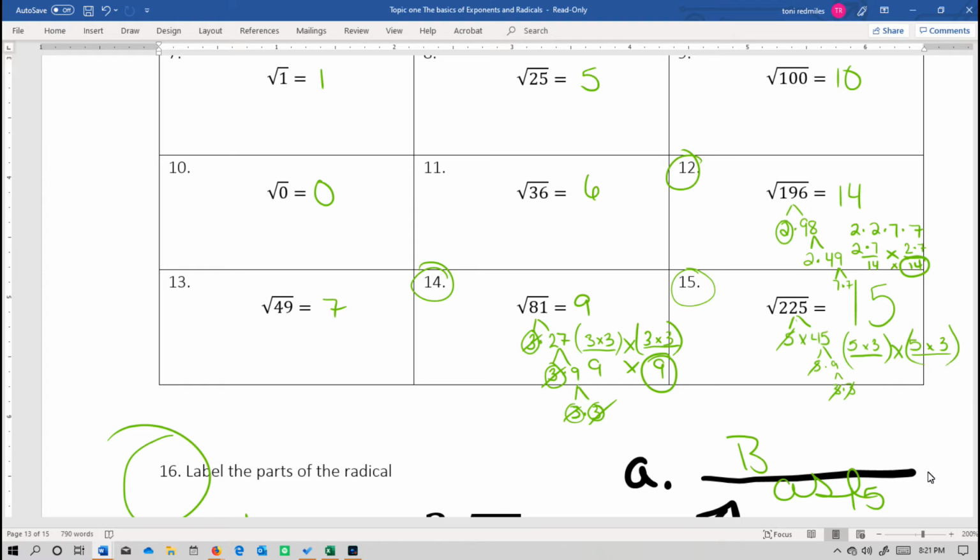So 5 times 3 is 15. So it's 15 times 15. I only need 1 for the base. So there you go. So there's a trick of how to do these. Break these down if you don't have them memorized.